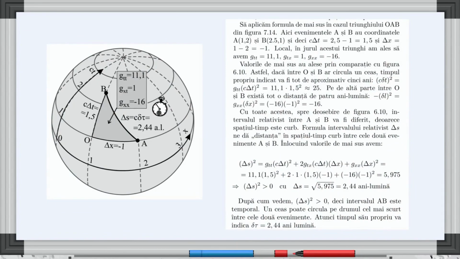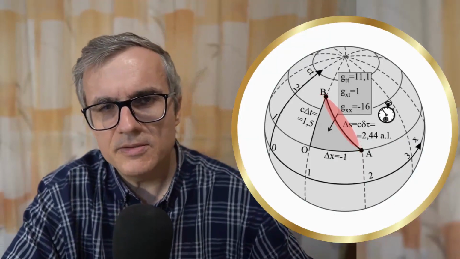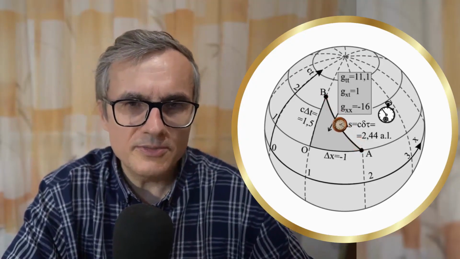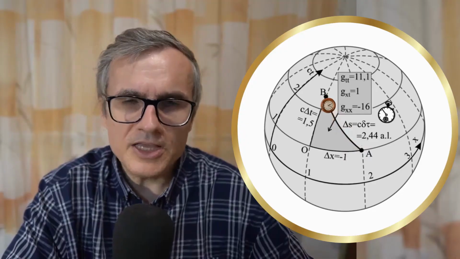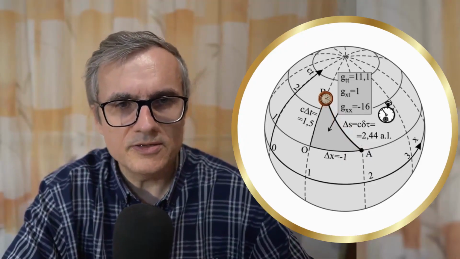We notice that the value is positive and real, not imaginary, which means that the relativistic interval between A and B is temporal. A clock can travel along the shortest path between the two events, and its proper time will show 2.44 years in the spacetime metric. It hides an unsuspected wealth.